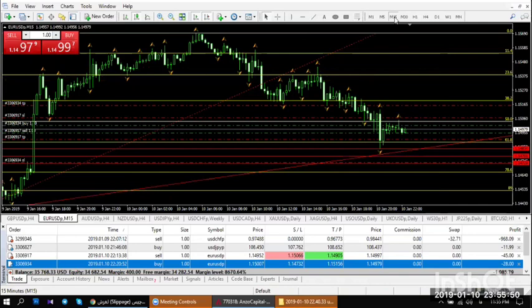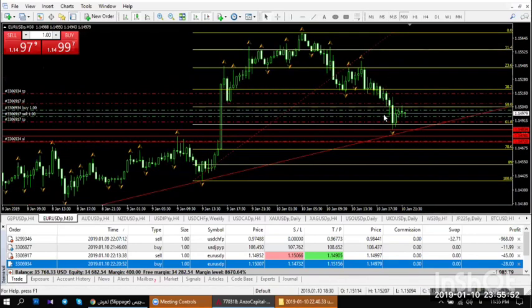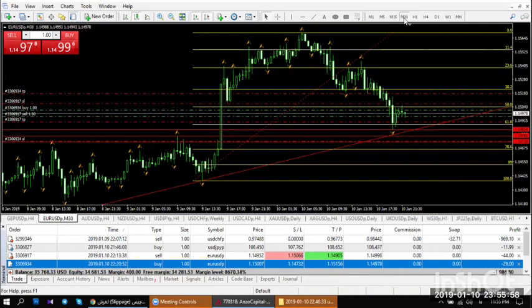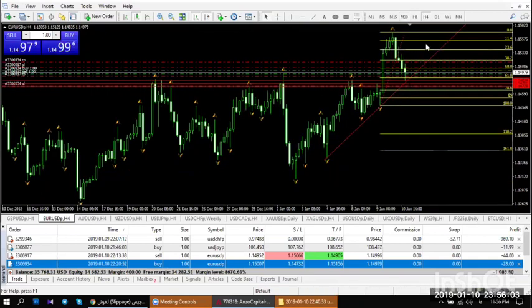You should never look at one time frame and put your stop loss based on another time frame. Because on different time frames you may have different signals. So you should never do that.